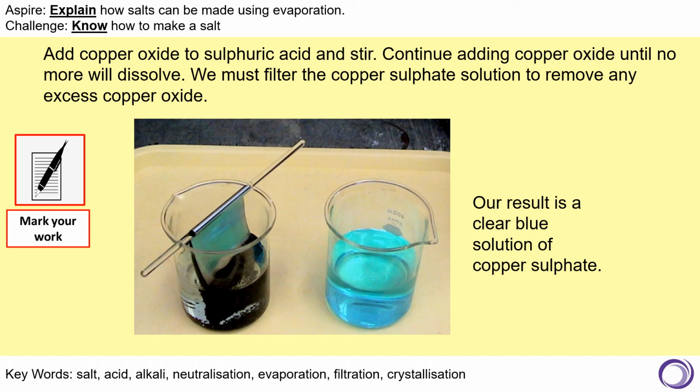So we add copper oxide to the sulfuric acid and we stir it using a glass rod. We continue to add copper oxide until no more will dissolve, and you'll know at that point because the black copper oxide will just sit in the bottom of the beaker. So what we need to do is filter the copper sulfate solution to remove any excess copper oxide, and once it's been filtered you get this lovely blue solution that just contains copper sulfate.